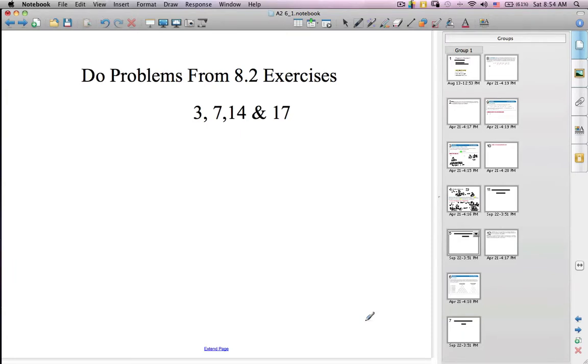Okay, so practice some of this work. Do problems 3, 7, 14, and 17. And then come on back and we're going to talk about Pascal's triangle.